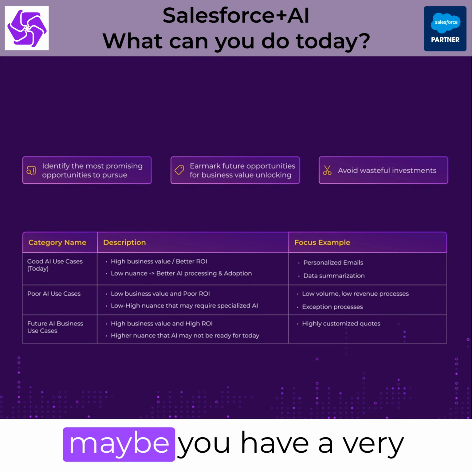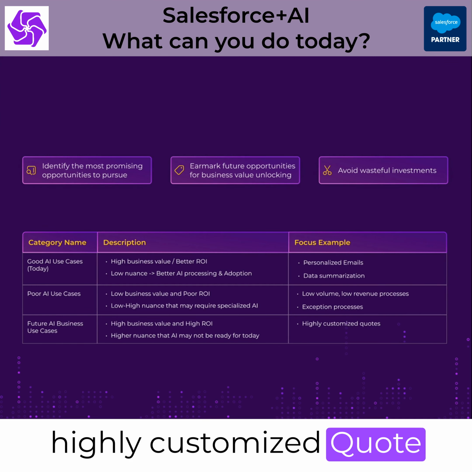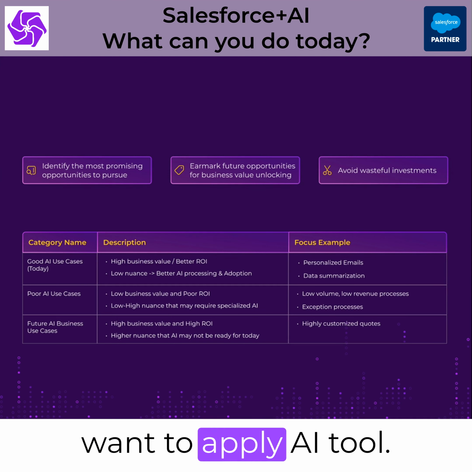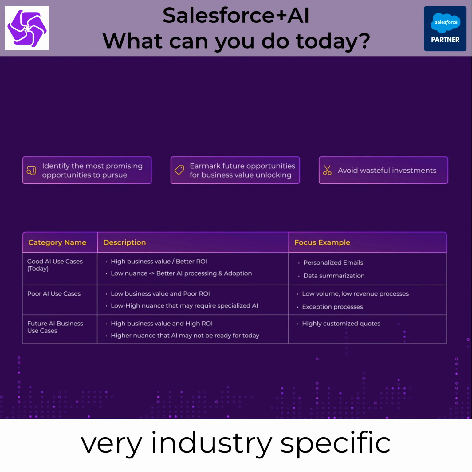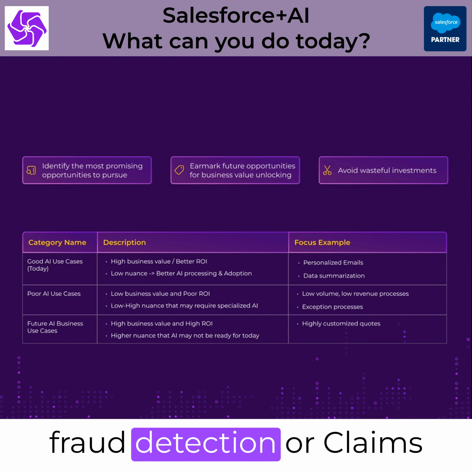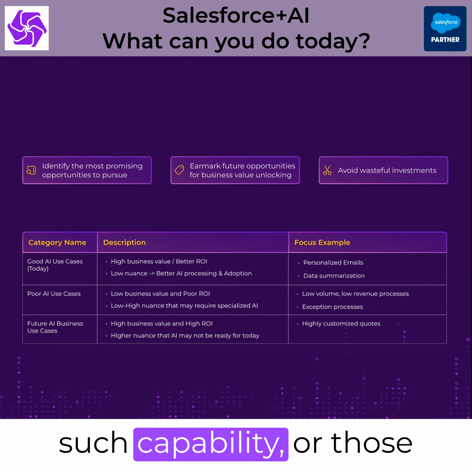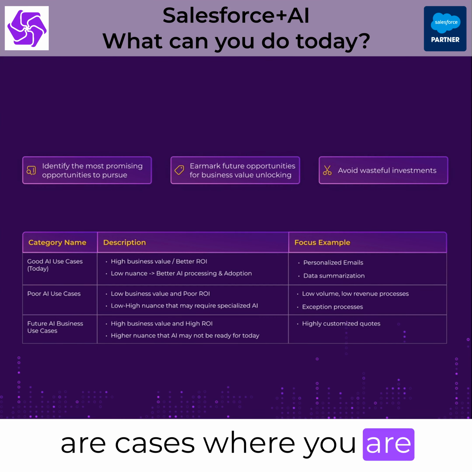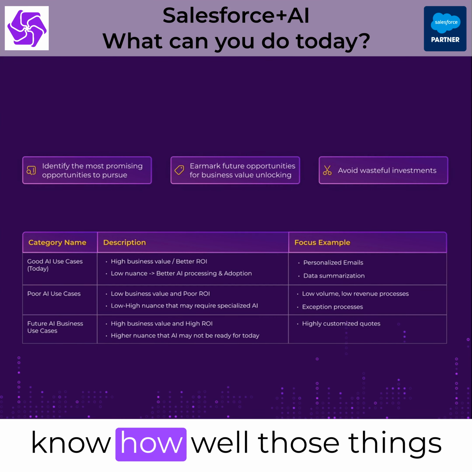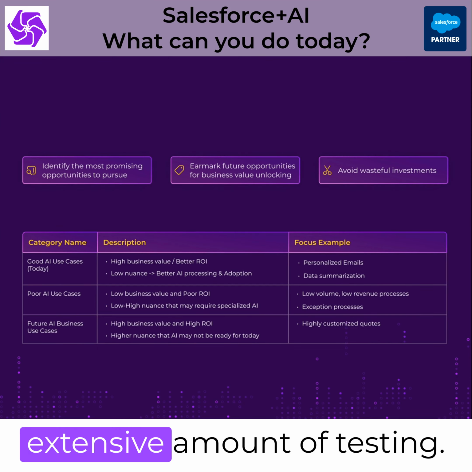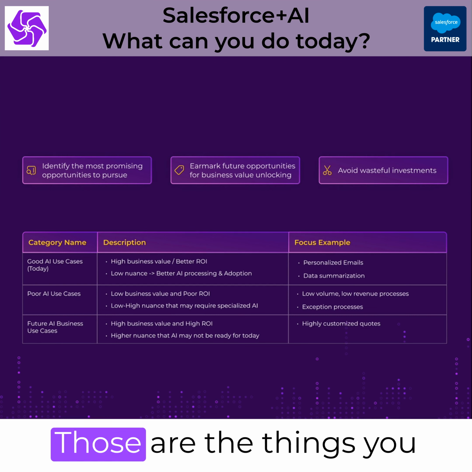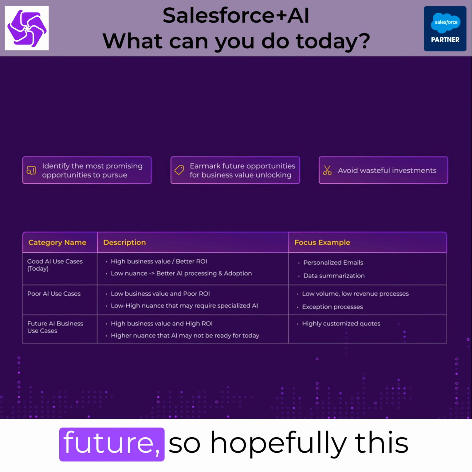An example of that, maybe you have a highly customized code type process and you want to apply AI to it. You may want to do a very industry-specific fraud detection or claims processing or some other such capability. Those are cases where you're not ready yet. You don't know how well those things work. They may require an extensive amount of testing. Those are the things you want to leave out for the future.